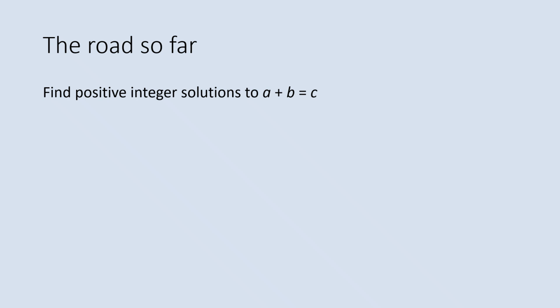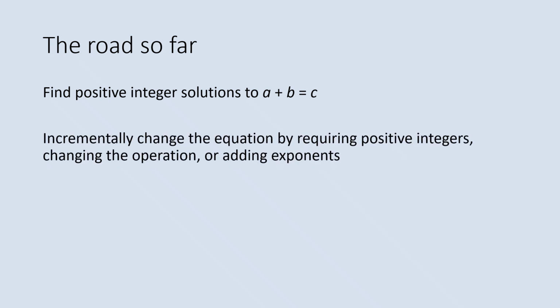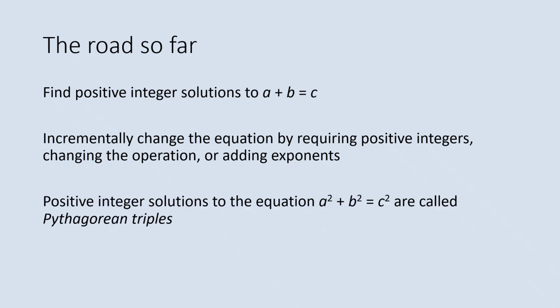Obviously, there are infinitely many solutions, and we began changing the equation in very small ways to make the problem more difficult. So at the beginning, we just said a plus b equals c. We didn't have any conditions on a, b, and c. We said let's make them positive integers. We discussed changing the operation, and we discussed adding exponents.